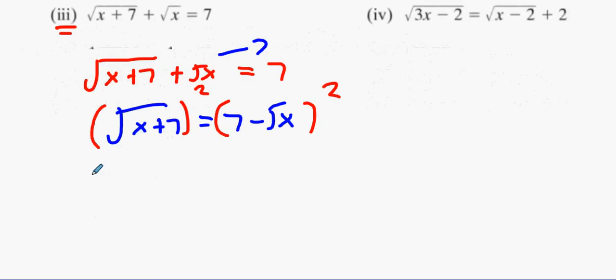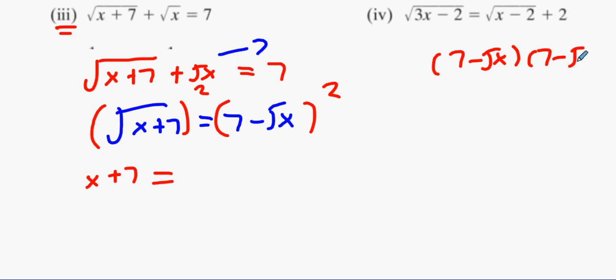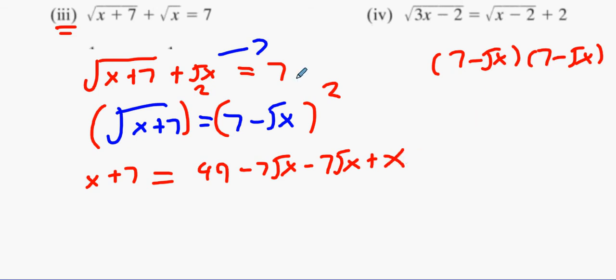So it's going to be x plus 7 on the left, and then it's going to be 7 minus root x by 7 minus root x, which is what? 49, yeah? Minus 7 root x minus another 7 root x plus root x by root x, which is x. Alright. The x on the left cancels the x on the right. Oh yeah, we're good. 7 equals 49 minus 14 root x.